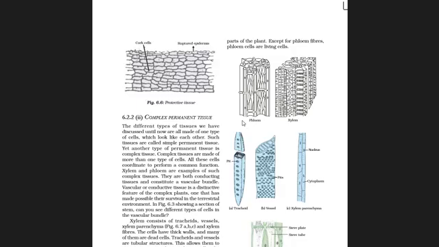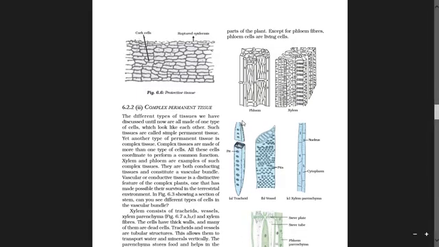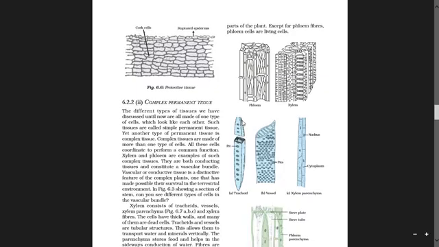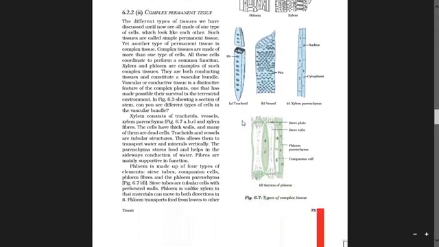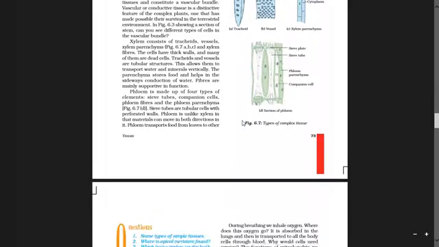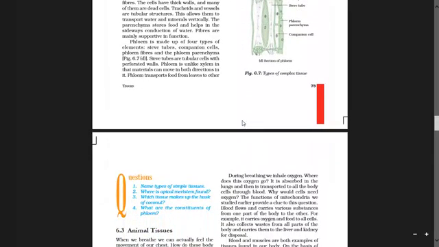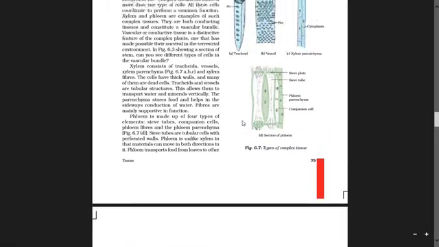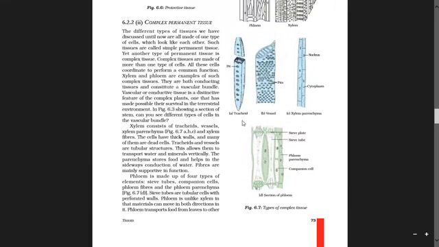Except for phloem fibers, phloem cells are living cells. So phloem fibers are dead, others are all living cells. So is it clear, children, till here? Any doubt? Here you can see the section of phloem, children. Sieve plate is present, sieve tube is present, phloem parenchyma and companion cell.